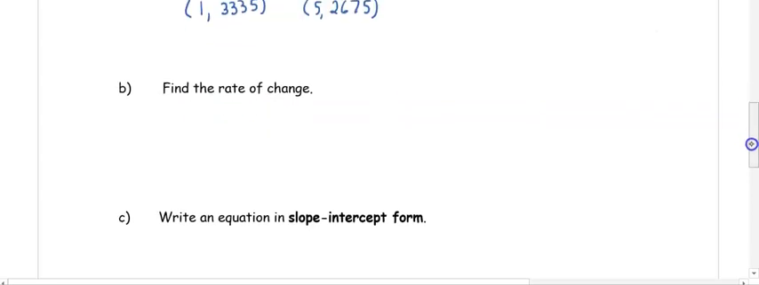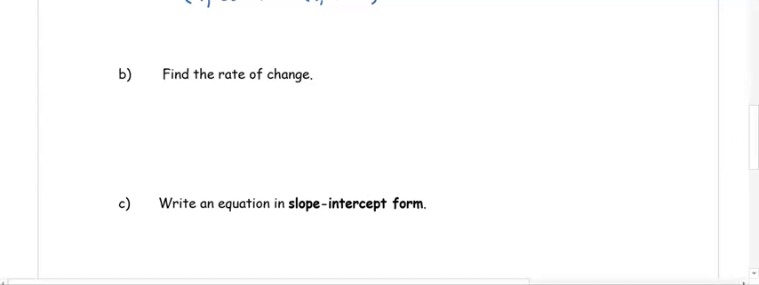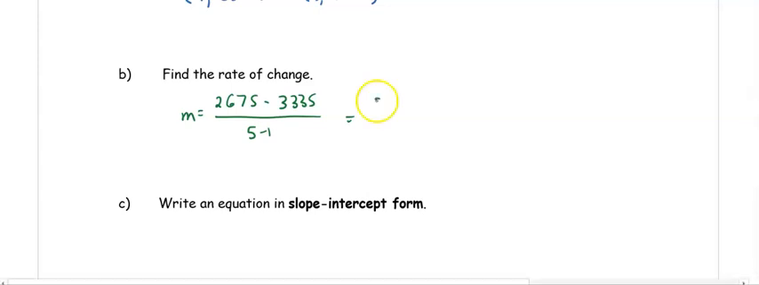Then we want to find our rate of change, which is our slope. So we have 2,675 minus 3,335 over 5 minus 1. When we subtract, we get negative 340 over 4, so that would be negative 85 feet per hour.